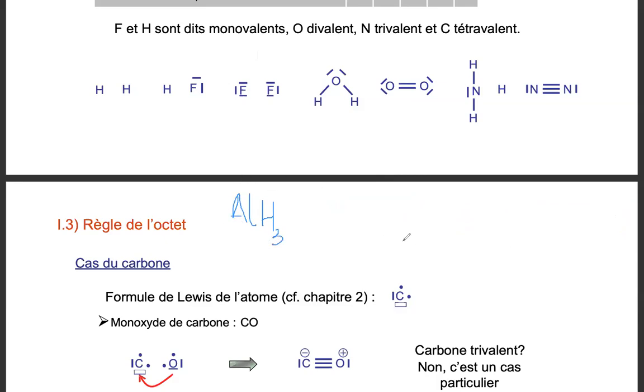Now, how is it an exception to the octet rule? You find that aluminium being the center of this molecule, you're going to have a hydrogen on top, a hydrogen there, another hydrogen there, another hydrogen there. So how many electrons does aluminium have in its outermost shell? Aluminium is in group what, first of all?